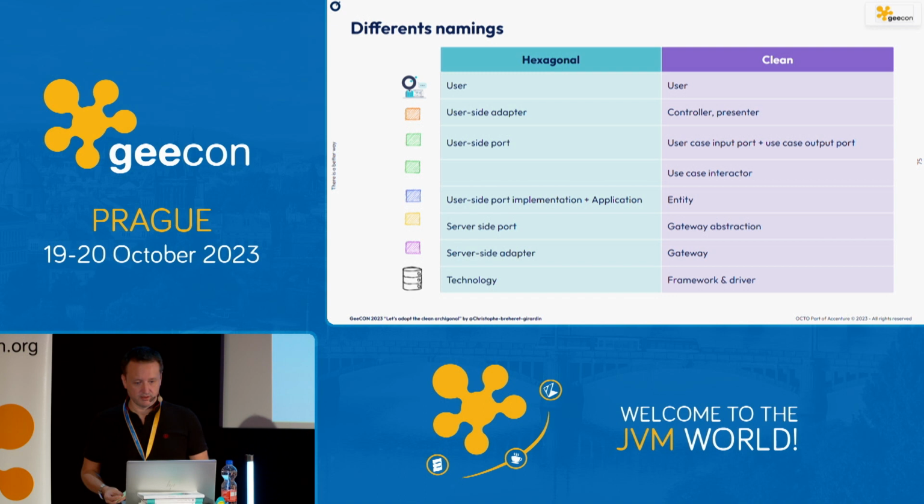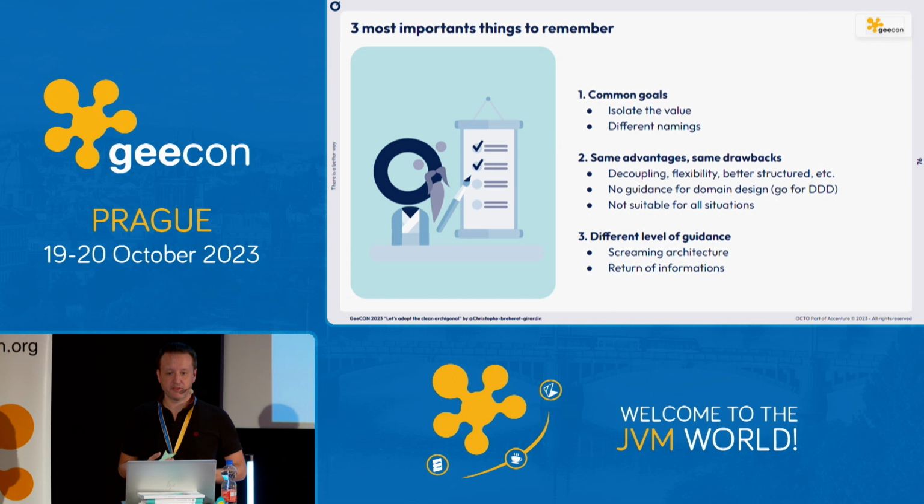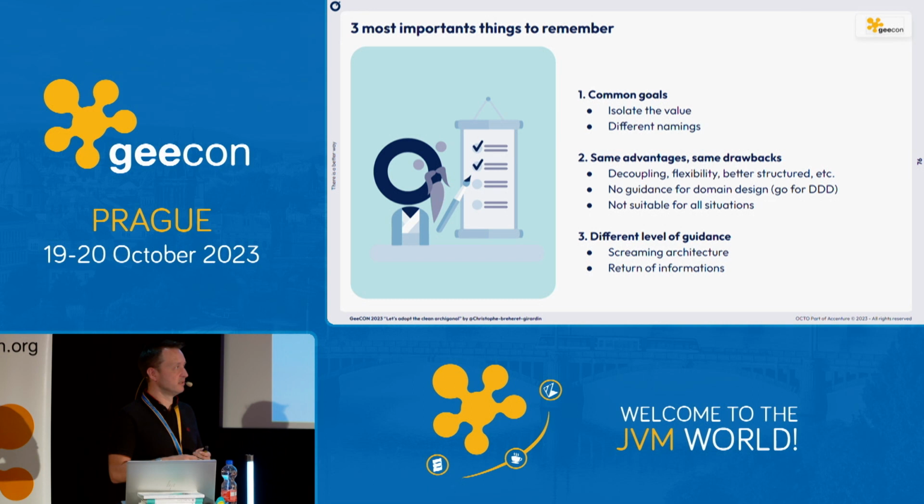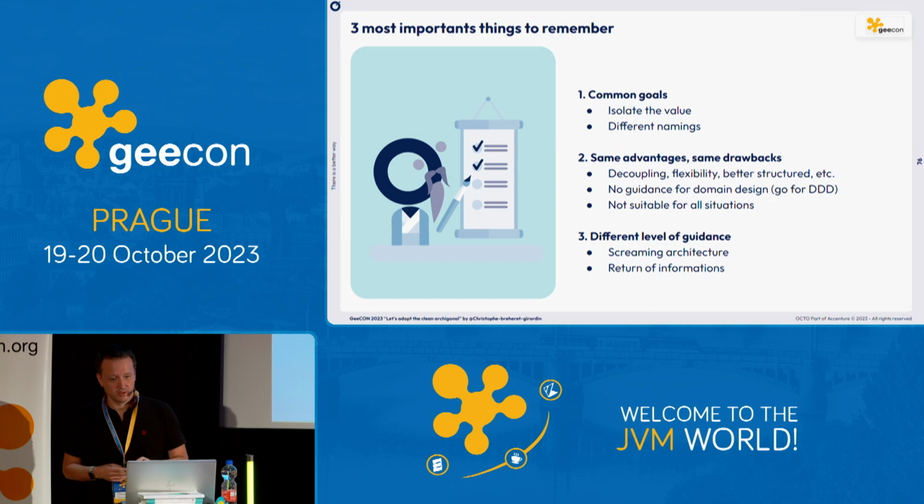So the three important things to remember: common goals, isolated value, different namings. The same advantages, flexibility, structure, but also the same drawbacks: no guidance for the design of the model inside. You can go to DDD to do this. It's not suitable for all situations, as I said before, and there are different levels of guidance.